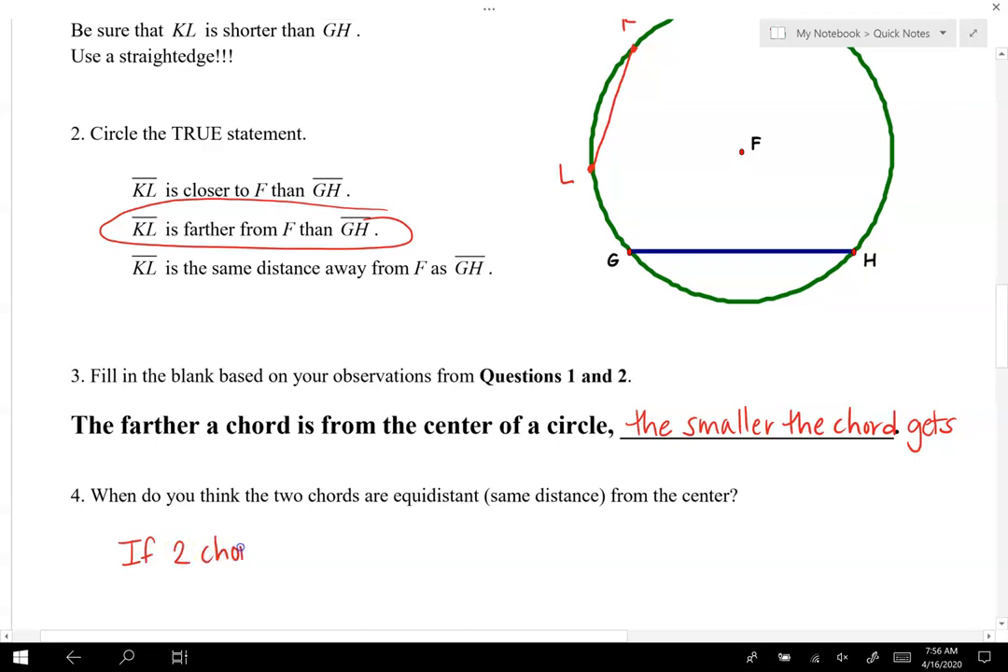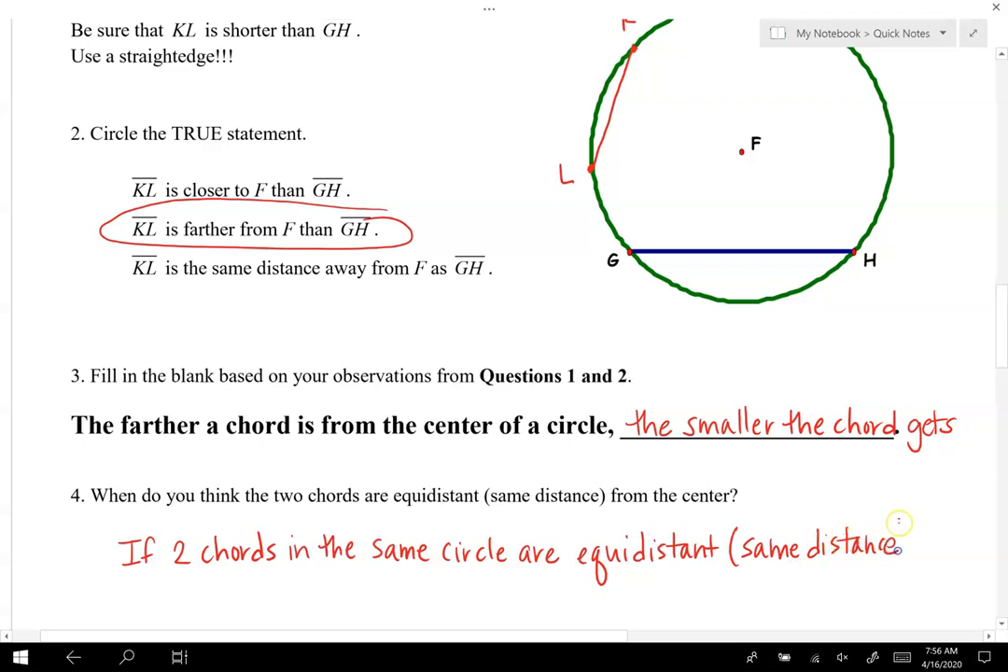So if two chords in the same circle are equidistant, or same distance, from the center, then those chords are congruent. Okay?